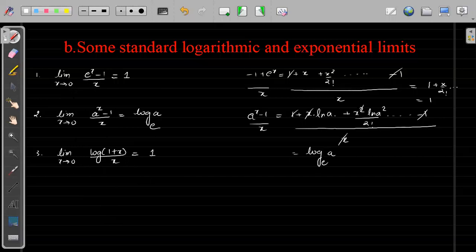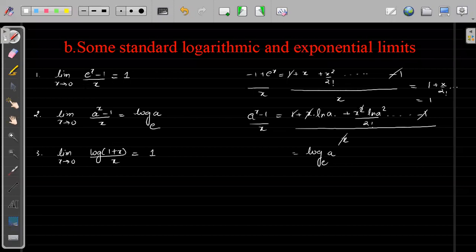And why am I asking you to remember these forms? Because a derivative is a form of this. We will solve that using this only. We'll do questions, don't worry.